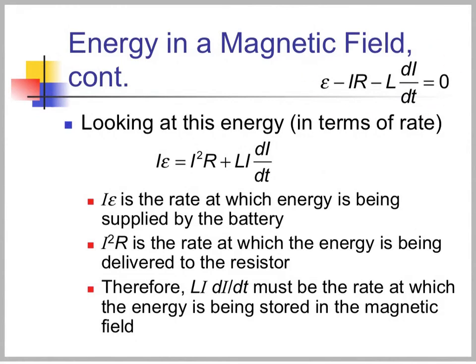So let's let U denote the energy stored in the inductor at any time. The rate at which energy is stored, dU dt, is Li di dt. We can cancel out the dt on both sides, and if we do, we can integrate to find the total energy. So U is L times the integral of I di, or 1/2 Li squared.